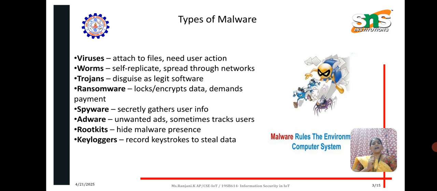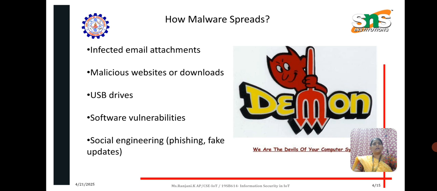Rootkits hide the malware's presence, so we have no idea that somebody is stealing our data, and our data can be easily stolen by it. The next one is keyloggers. A keylogger records keystrokes to steal data. And next, let us see how this malware spreads. You can also have spyware that secretly records user activity.